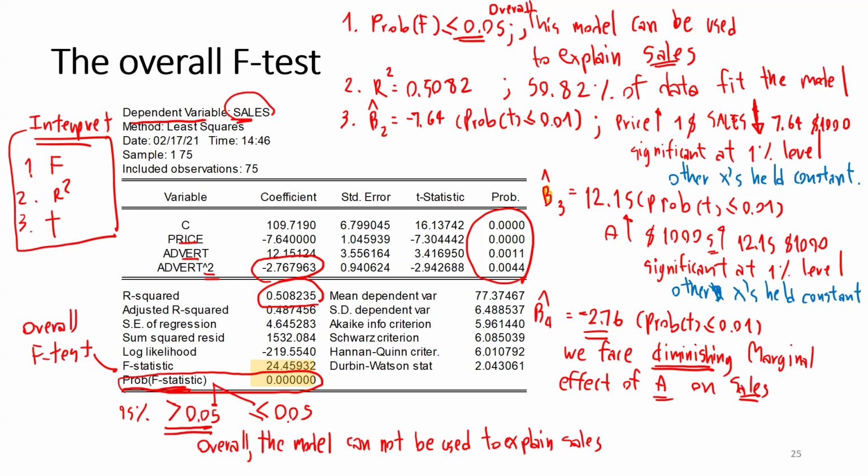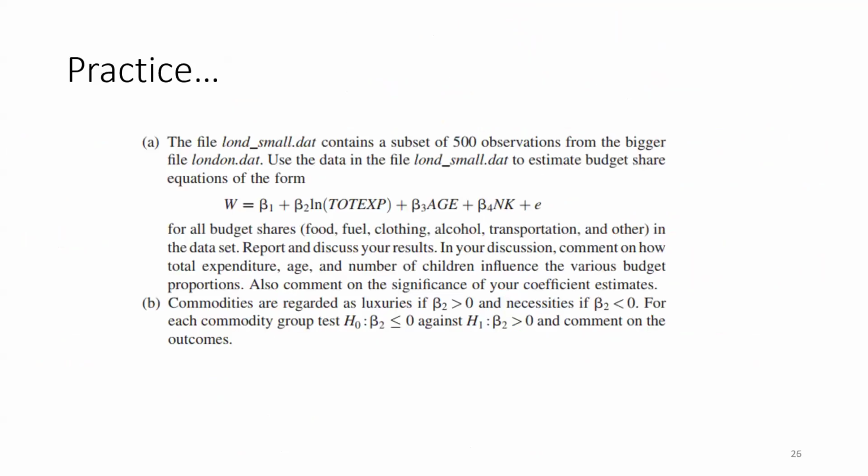Okay, let's practice in the program together. I provide you this data, so please use loan small. They contain a subset of 500 observations. And then they would like you to estimate this equation. So this is the budget share depends on total expenditure, depends on age.